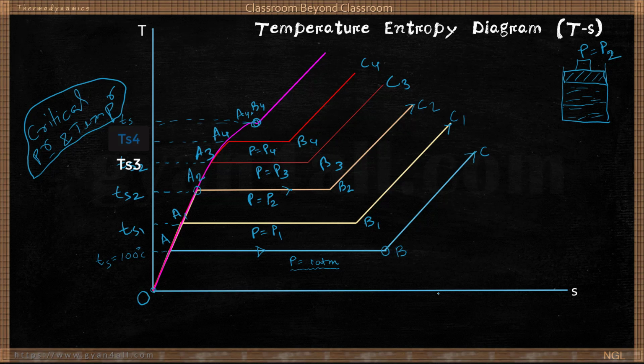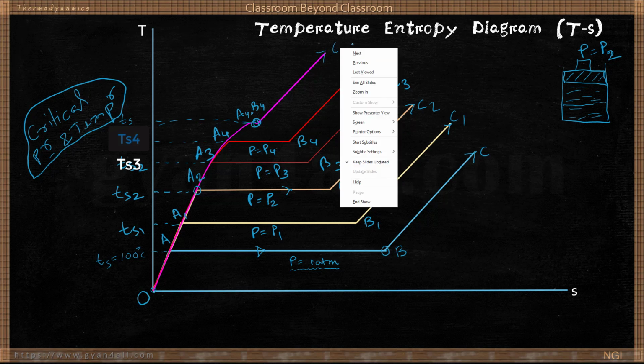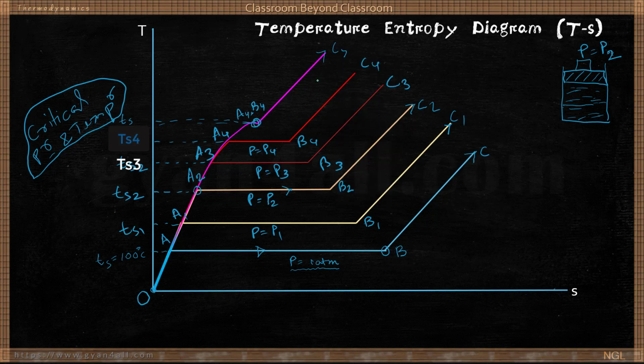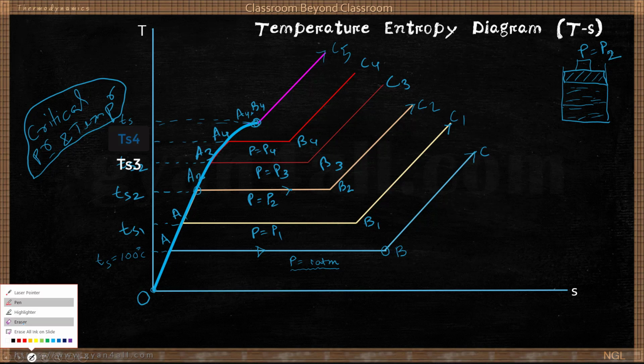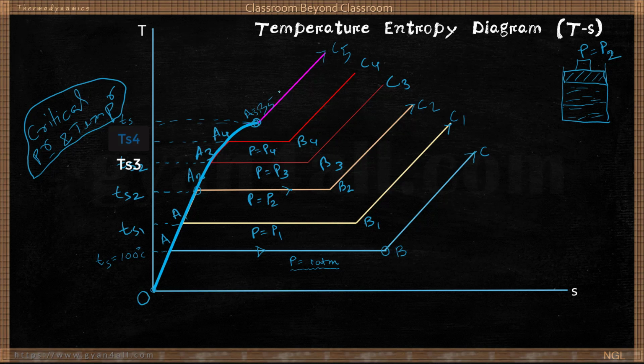Then what is the thing? The water is directly evaporated to superheated steam. So this is C. Sorry, I should have written it 5. This is not 4 actually, so it will be 5. A5 as well as B5. So this is an interesting thing.